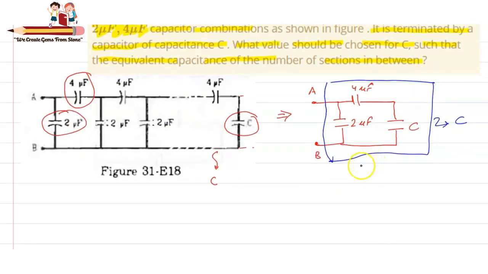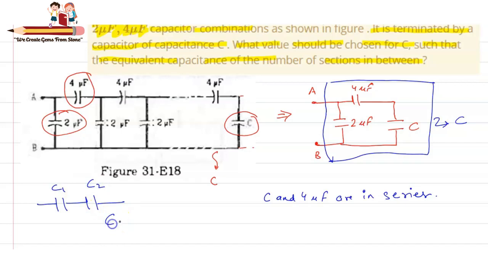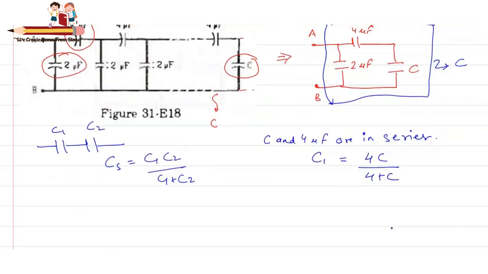As per the figure, we can clearly see that this C capacitance and 4 microfarad are in series. When two capacitances are connected in series, say this is capacitance 1 and this is capacitance 2, so C1 and C2 are connected in series. The net series capacitance will be equal to C1 C2 upon C1 plus C2. In this case, let us say the net series capacitance is C1, which is equal to 4C upon 4 plus C.